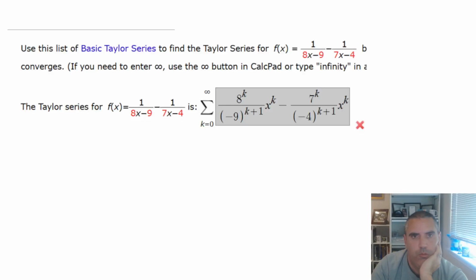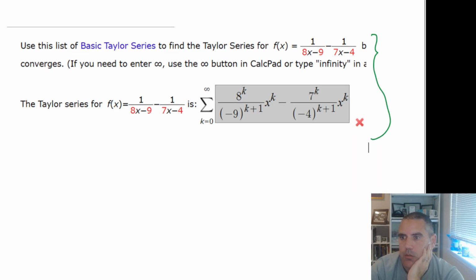Somebody on the Ask the Teacher feature is saying that WebAssign won't accept their answer no matter how they type it in. It looks like they did get something submitted, but I wanted to address this question because I think it's just a small sign issue they're making. But let's talk through the process.